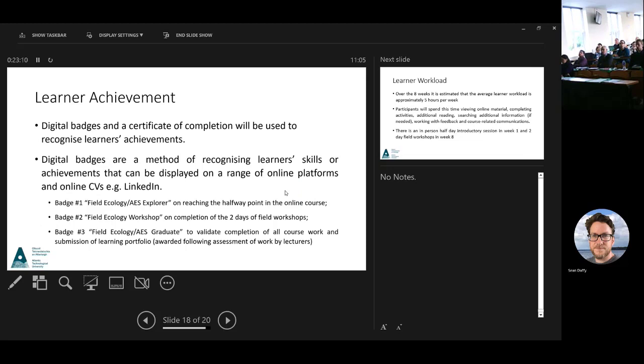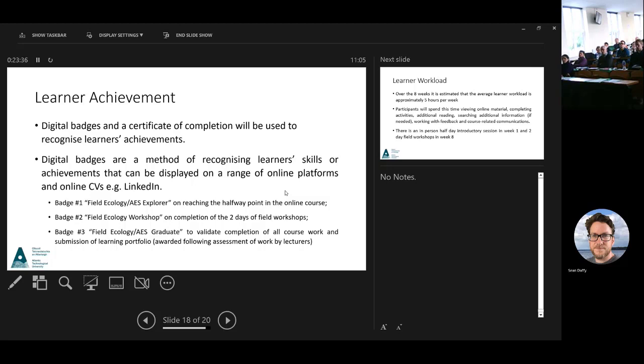In terms of recognition of your achievement, we will use what are termed digital badges and a certificate of completion. Digital badges in particular are a method of recognising learner skills or achievements as you progress through these online programs. They can be displayed on online platforms and online CVs, so you get a badge with metadata behind it, saying what work you've done to achieve that badge, on LinkedIn profiles, for example.